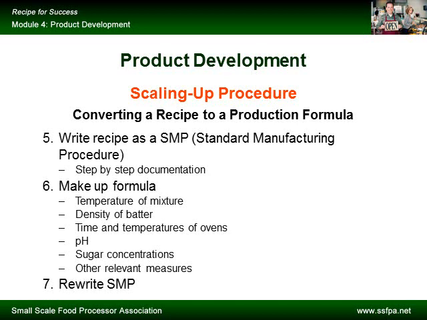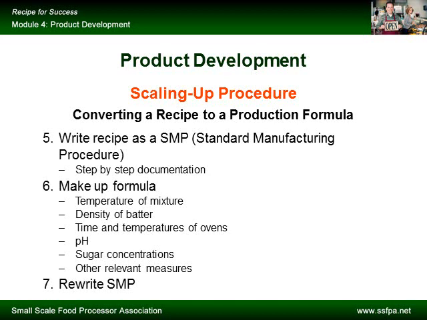Step 5. In converting a recipe to a production formula, write the recipe in the format of a Standard Operating Procedure, or SMP. This is a step-by-step documentation of the ingredients used and the procedure used for each step of the process of bringing these ingredients together in a finished product.